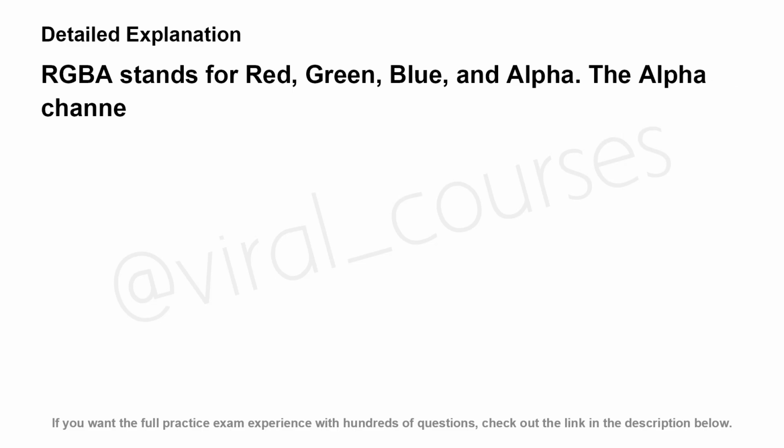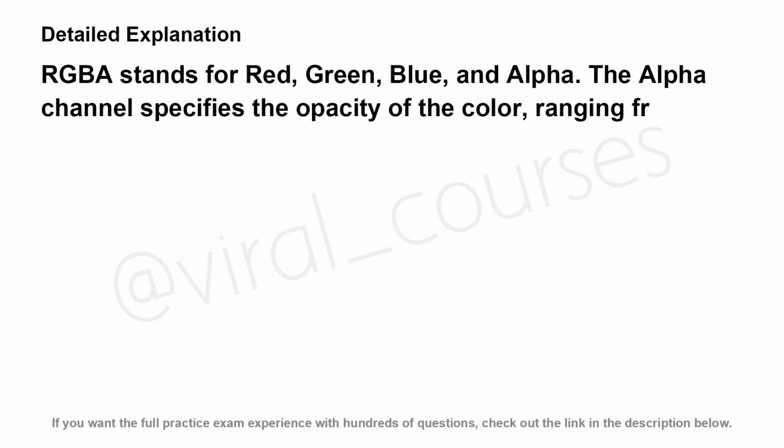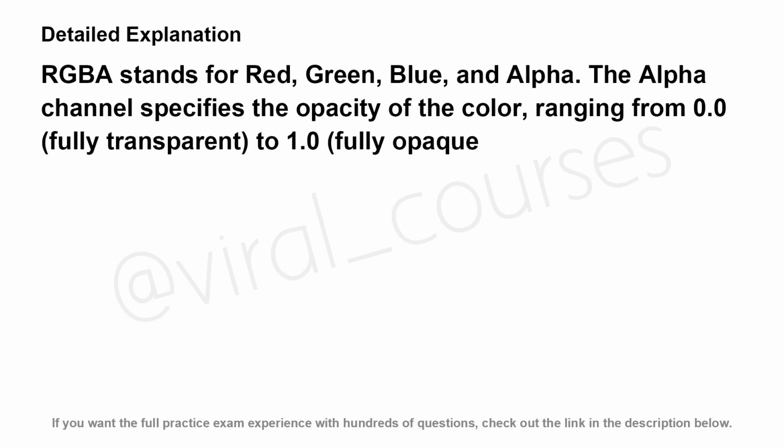RGBA stands for red, green, blue, and alpha. The alpha channel specifies the opacity of the color, ranging from 0.0, fully transparent, to 1.0, fully opaque.